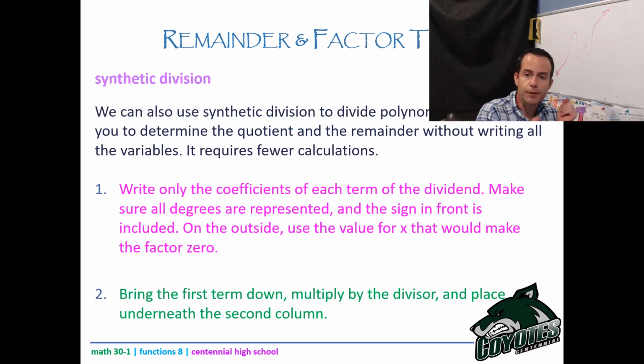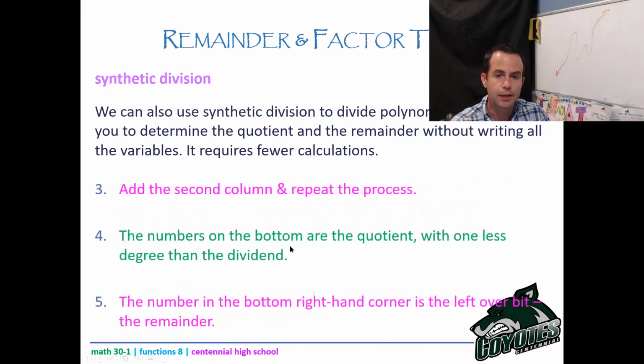So write out the coefficients of each term of the dividend, make sure all the degrees are represented, and the sign in front is included. On the outside, we use the value for x that would make the factor 0. Bring the first term down, multiply by the divisor, place under the second column, add the second column, and repeat the process. The numbers on the bottom are the quotient with 1 less degree than the dividend, and the number in the bottom right-hand corner is the leftover bit, otherwise known as the remainder.